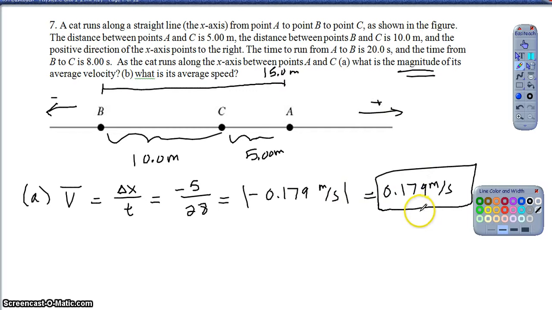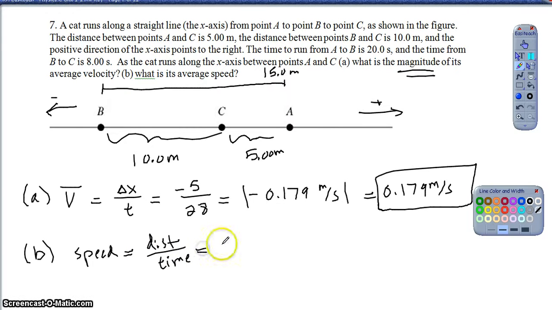But in any case, hopefully part A wasn't too bad, right? I just needed to know the displacement over time. Part B for speed, again, the key concept here: if I'm ever looking for the average speed, I'm not looking for the displacement over time, but rather the total distance over time. Okay, so this time the path is very important.